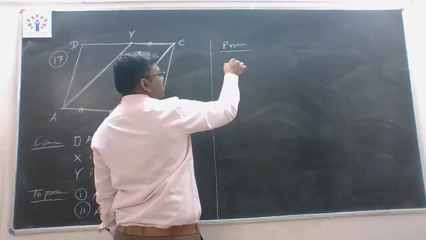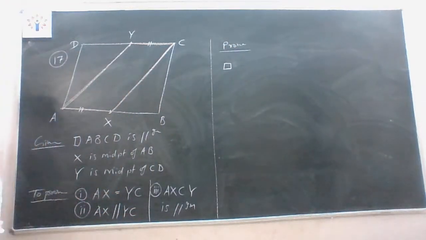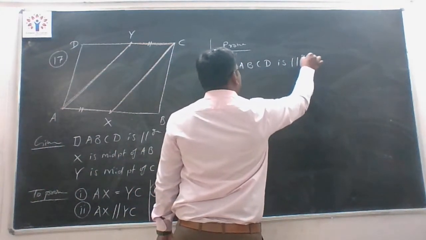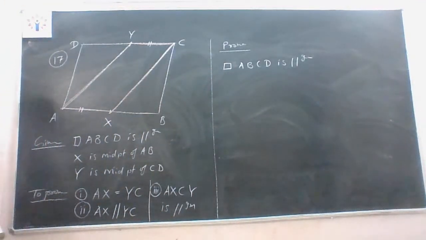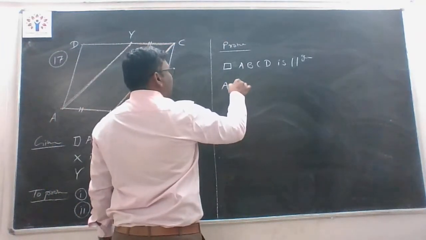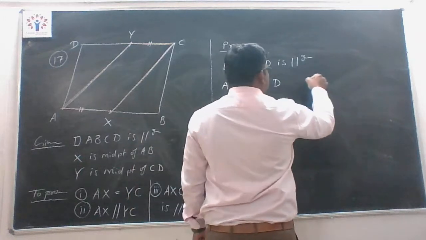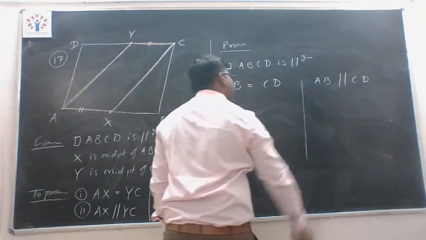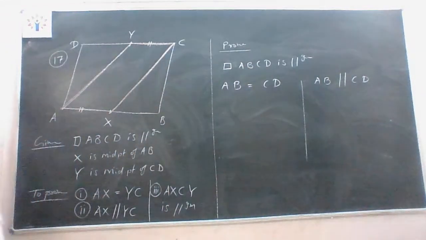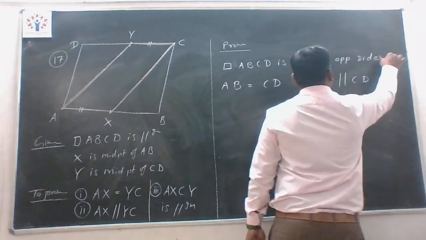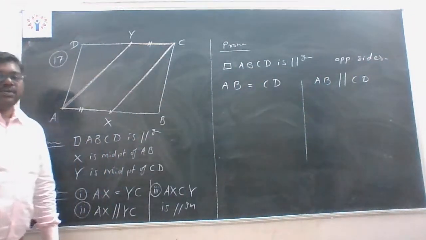First of all, the given thing is ABCD is a parallelogram. This is given in the question. So can we say AB equals CD, and also we can say that AB is parallel to CD? Correct? The reason is what? Opposite sides of a parallelogram.